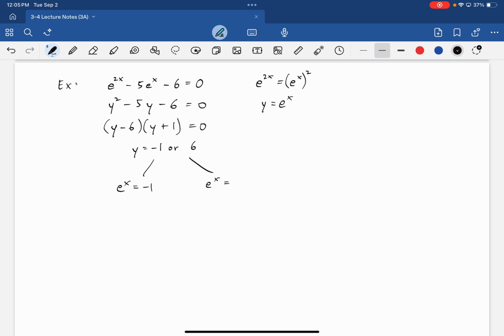All right? Now, is this possible? E to the x equals -1? No, it's not possible, right? Because an exponent can never be a negative number. And so this is a no-no. Okay, is this possible? Of course, right? If we take a natural log of both sides, we are left with x equals ln of 6, and that is our final answer.